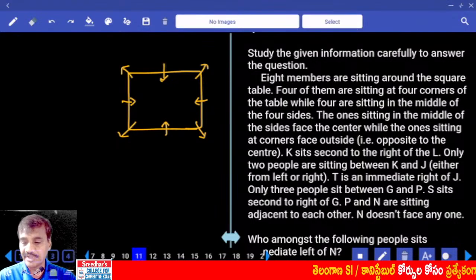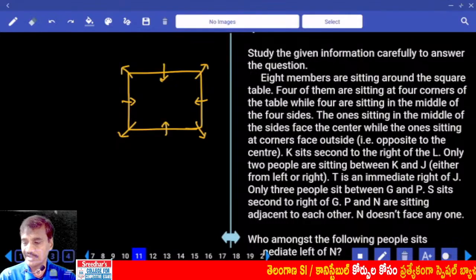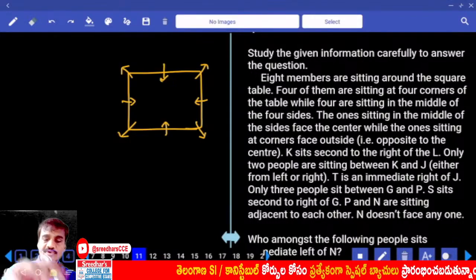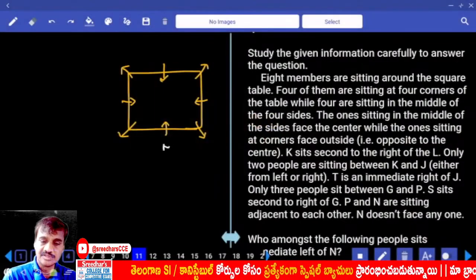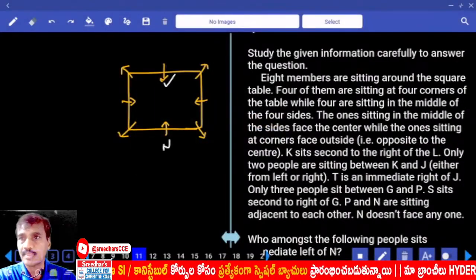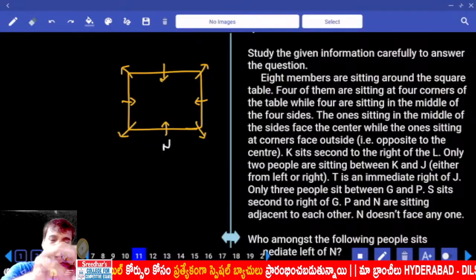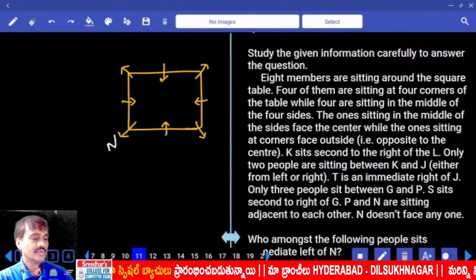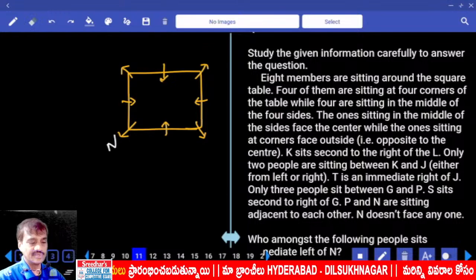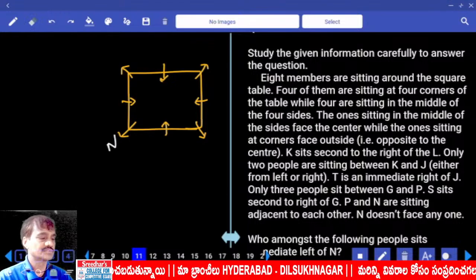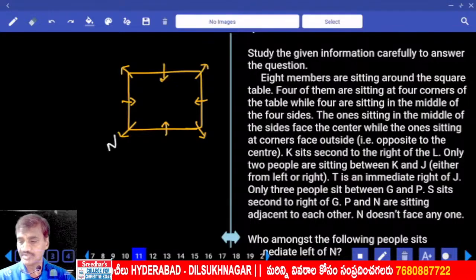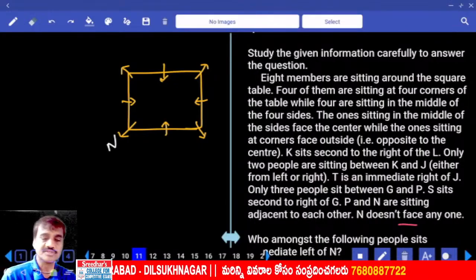And now, P and N are adjacent. Then N does not face anyone. As N is not facing anyone, if N were facing the center, then this person would have to face this one. So N must be at one of the corners. Now follow here. Where is this N? N must be at one of the centers. Clear? As N is at one of the centers, N does not face anyone. P and N are sitting adjacent to each other.